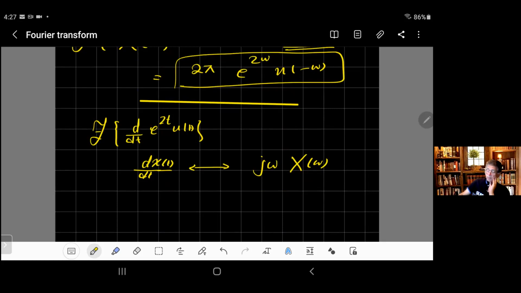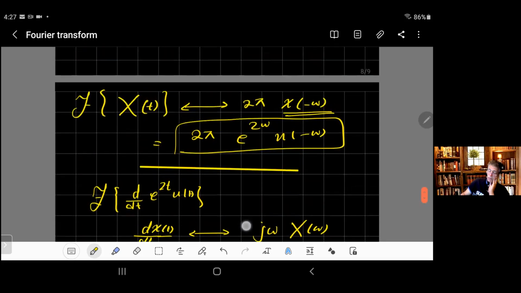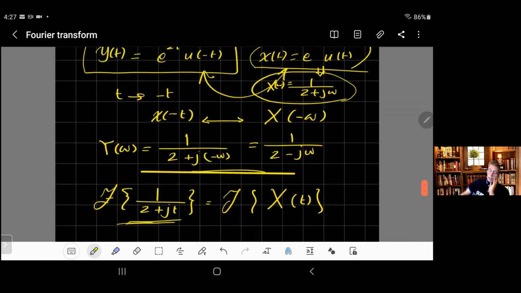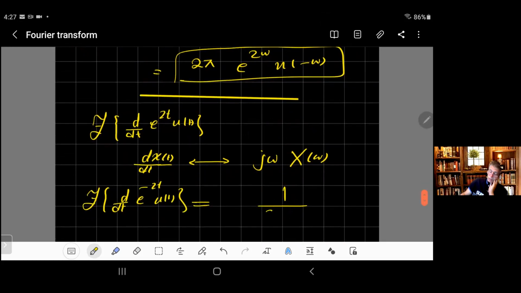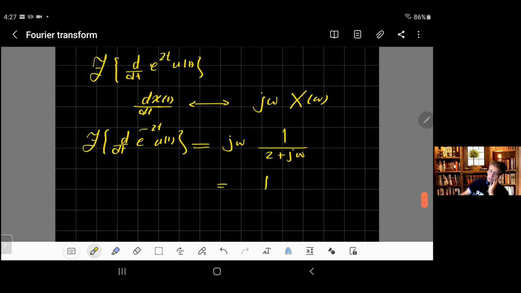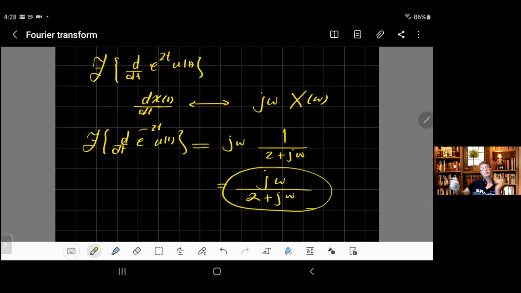That's interesting. So if you want to find the Fourier transform for the differentiation of the original function, e to the minus 2t u(t), the answer will be: I know X of omega is 1 over 2 plus j omega, multiplied by j omega. That's it. So just to make it look nice, j omega divided by 2 plus j omega. That would be the answer. Simple. You don't have to do any integration. So understanding the properties and how to use them really saves lots of time.